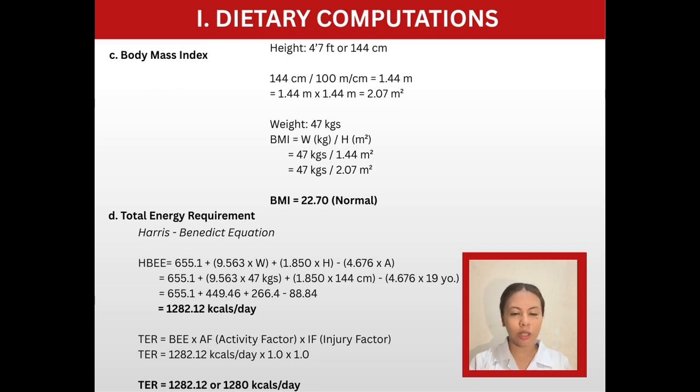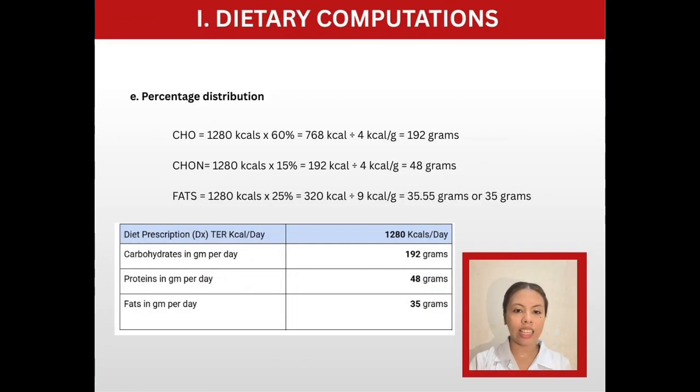Now, in the macronutrient distribution, using the standard percentage distribution for our client's carbohydrate, we take around 1,280 kilocalories times 60%, which gives us the equivalent of 768 kilocalories. Then we divide it by 4 for carbohydrates, which gives us around 192 grams. For proteins, it's the same: around 1,280 kilocalories times 15% equals 192 kilocalories, then divided by 4, which gives us around 48 grams. Then lastly, for fats, we use again the TER of 1,280 kilocalories times 25% equals 320 kilocalories divided by 9 kilocalories per gram, which gives us around 35.55 grams or around 35 grams.